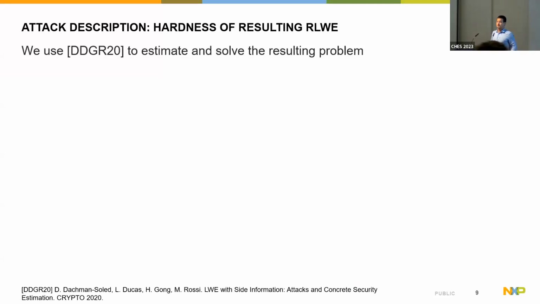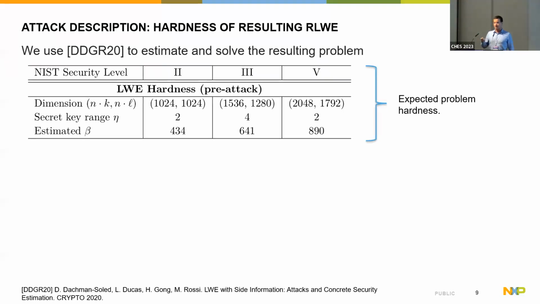Okay, so of course now we have reduced the MLWE to RLWE, and the question we ask ourselves, of course, is okay, how hard is the problem and can we solve it essentially? So for that we use a public tool, which was published in 2020 at Crypto by DDGR. So in the rest of the talk, I will refer to it as DDGR. Okay, and by using their tool, we just estimate what's the hardness of the Dilithium MLWE instance without fault injected.